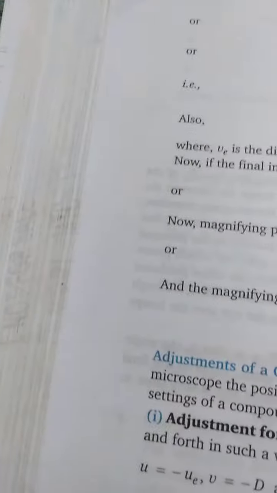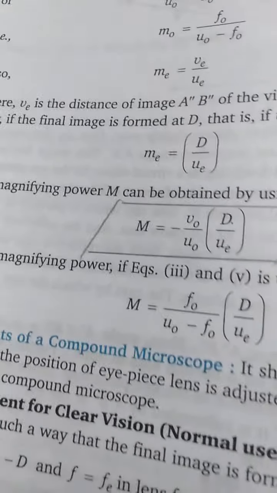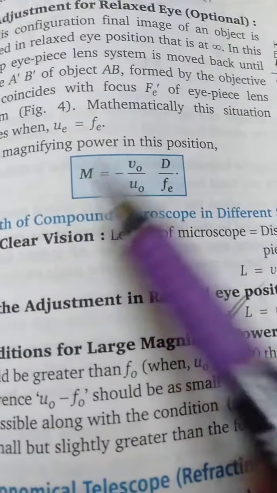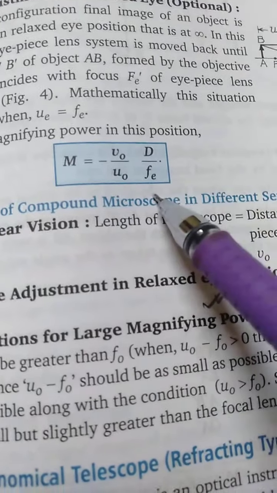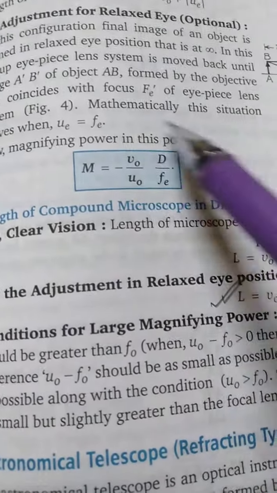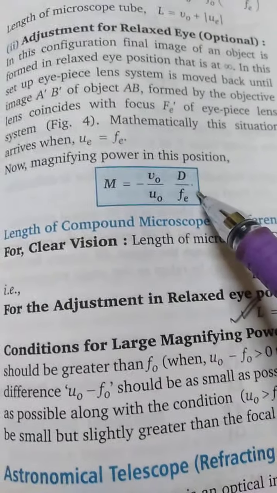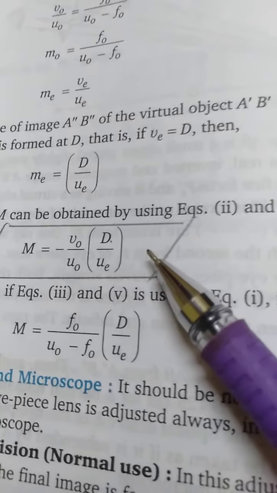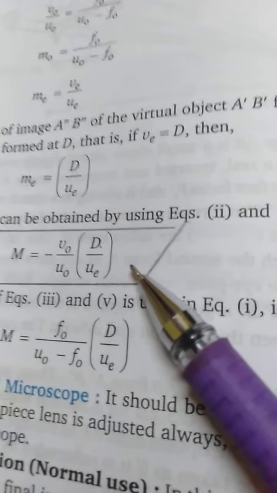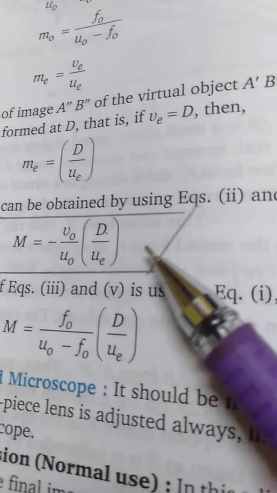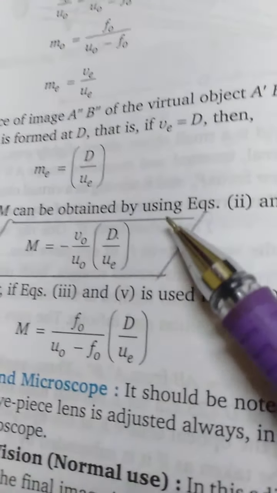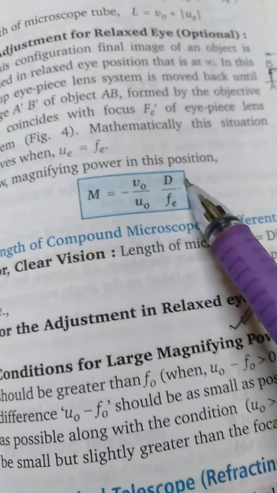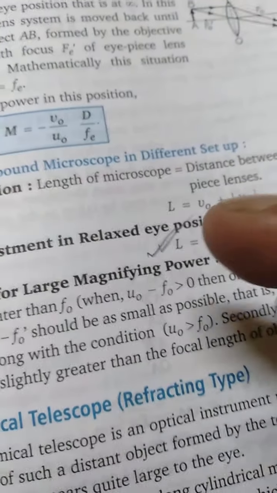Now this part, if the image is formed at infinity, this derivation is not required: then m is equal to minus v0 by u0 into D by fe. So this formula is used when the final image is formed at infinity, and the earlier formula is used when the final image, that is ve, is formed at D, the distance of distinct vision. So this is the difference.